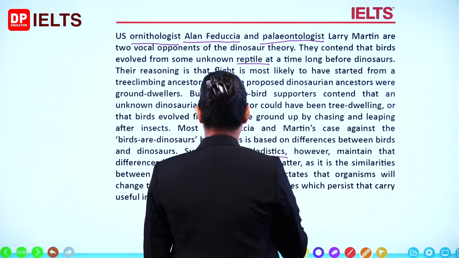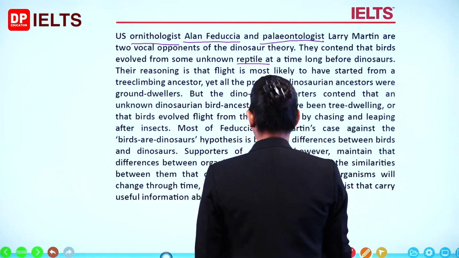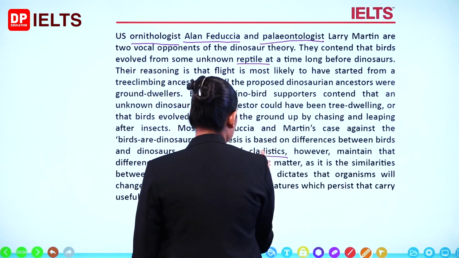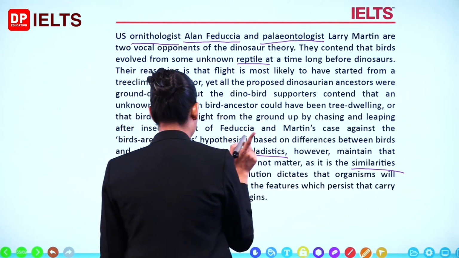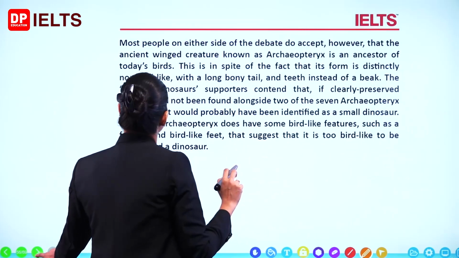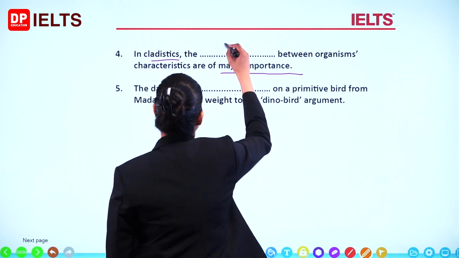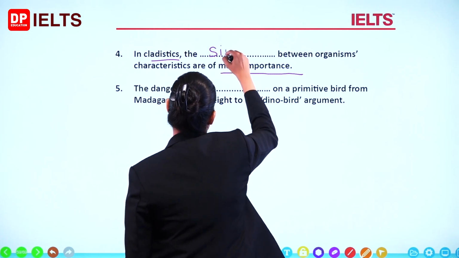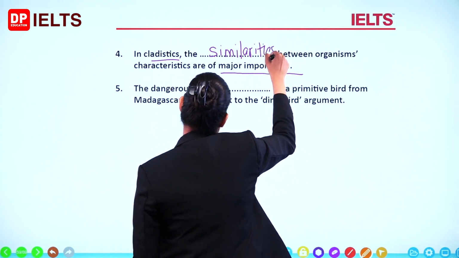Right? So supporters of cladistics, however, maintain that the differences between organisms do not matter, as it is the similarities between them that matter. Okay? So what actually matters in cladistics? Similarities. Differences don't matter, but similarities matter.